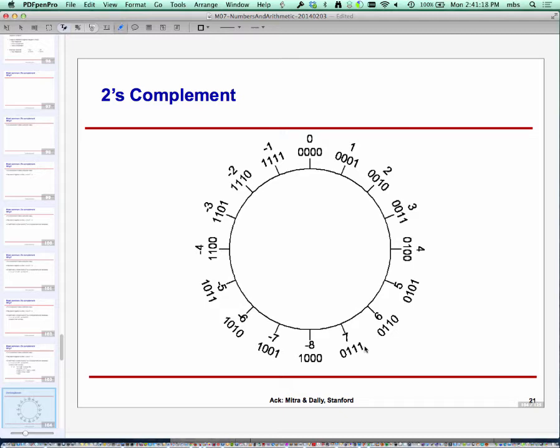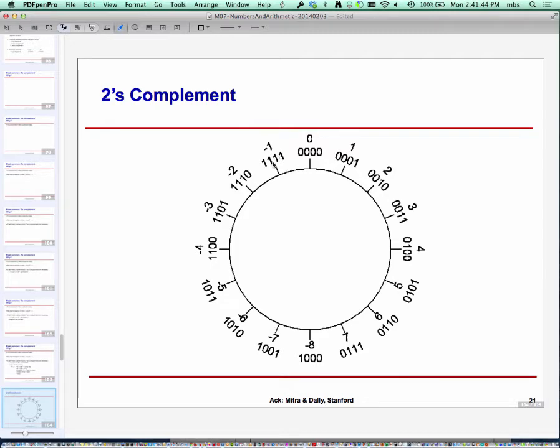So I have used 8 of these numbers where the first bit is 0. But I'm still left with 8 other patterns, which go from 1, 0, 0 all the way to 1, 1, 1. And we map them to negative numbers the way it is shown in the circle out here.